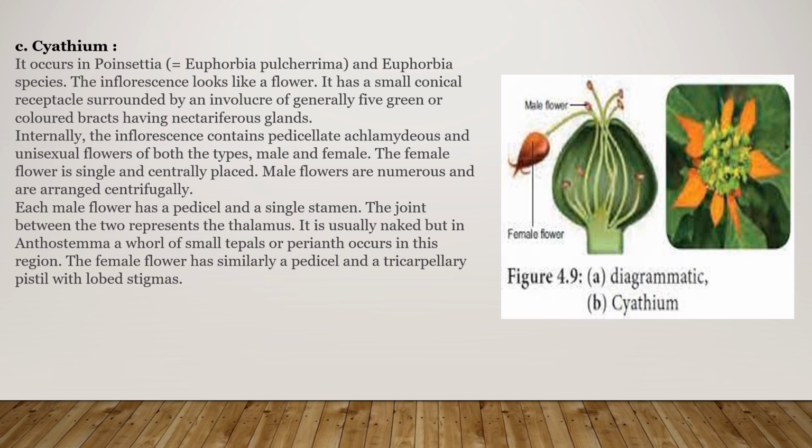The female flower is single and centrally placed. Male flowers are numerous and are arranged centrifugally. Each male flower has a pedicel and a single stamen. The joint between the two represents the thalamus. The female flower similarly has a pedicel and a tricarpellary pistil with lobed stigma. This is a female flower, with a tricarpellary ovary where the stigmas are lobed.